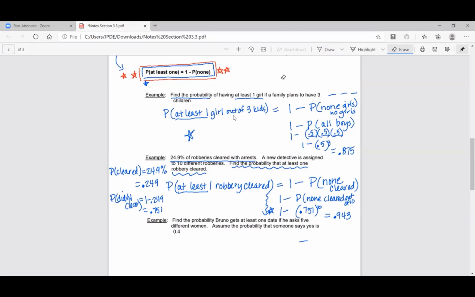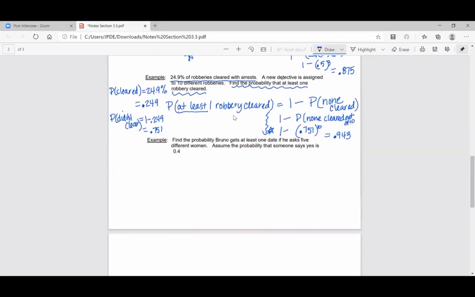Okay. Erase. Last example. Find the probability that Bruno gets at least one date if he asks 5 different women. Assume that the probability that someone says yes is 0.4. So the probability that he gets a yes is 0.4. And you'll notice it says 0.4. When numbers are typed, if they just typed a .4, it might be easy to not see the decimal. So that's why we use the 0 as a placeholder.